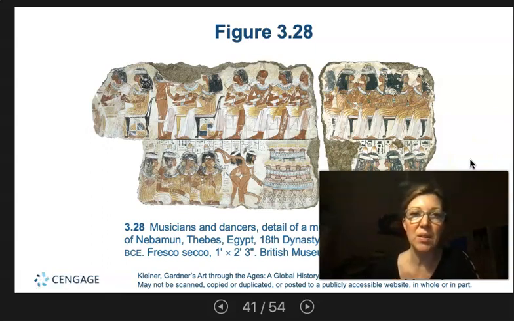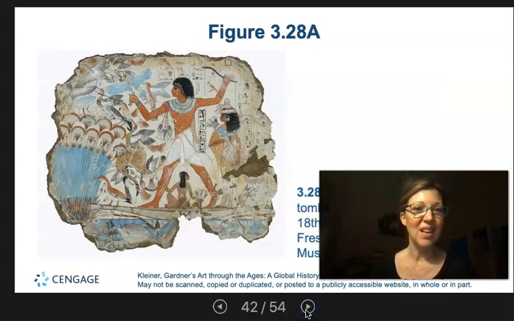And the fresco secco technique has a drawback. The colors don't fuse to the wall surface like later frescoes did in, say, the Renaissance. But tomb paintings were all created with this technique. So they didn't figure that out yet. So it's amazing this survived.